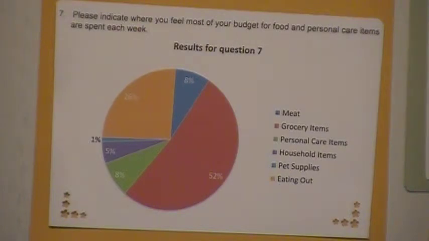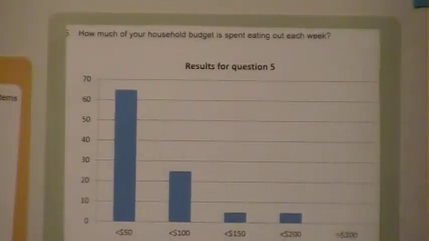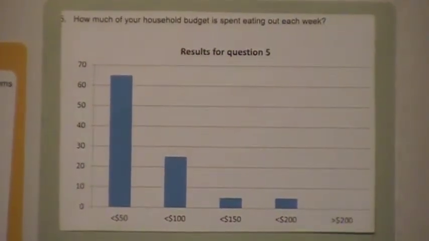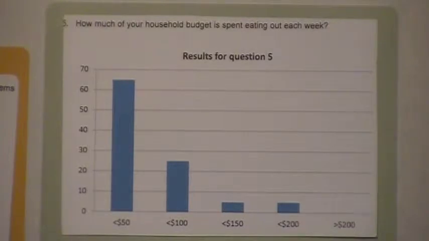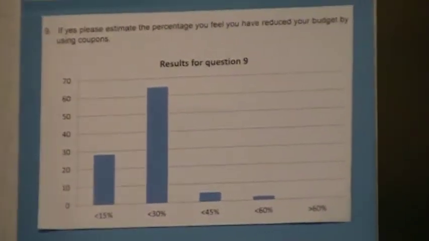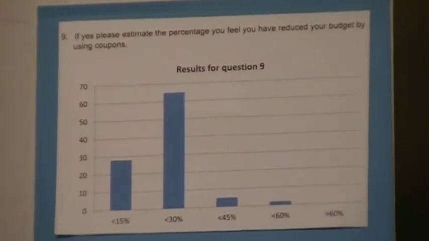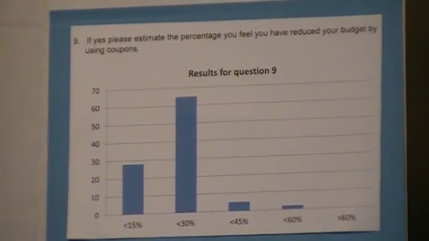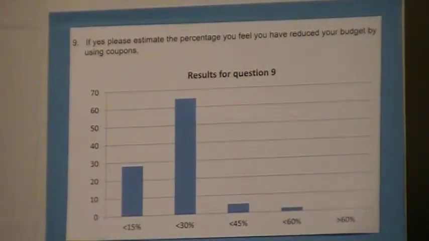If you go to the next one, the results for question number 5 is how much of your household budget is spent eating out in restaurants each week. And the largest response is $50 or less per week. And then we have this graph for question number 9, to estimate the percentage that you feel you have reduced your budget by using coupons. And the people who couponed, that responded to my survey, said that the majority say between 15 and 30%.